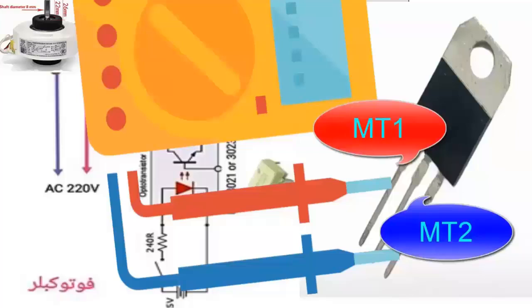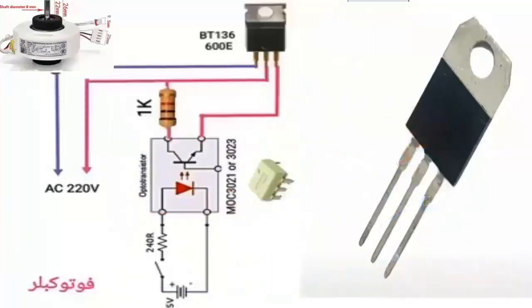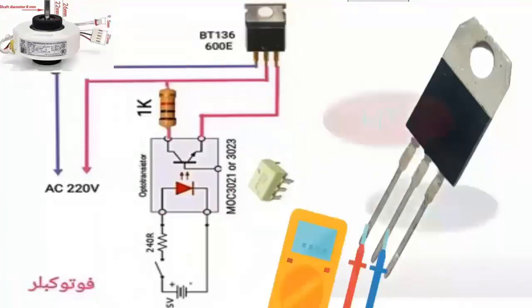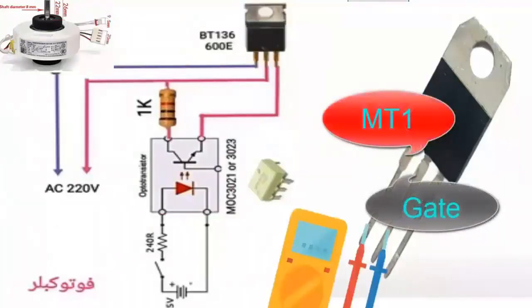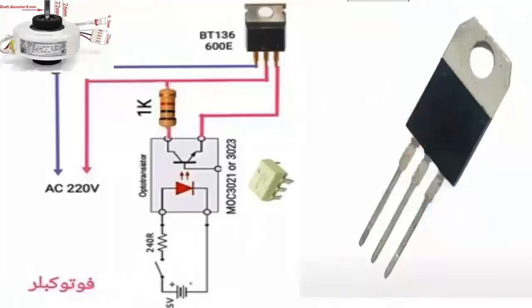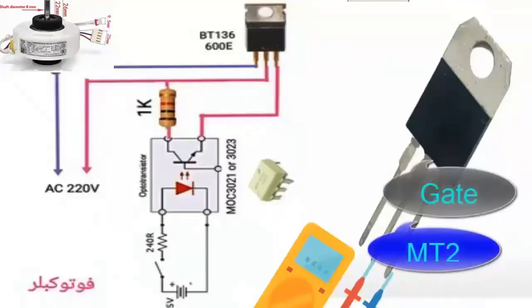Place the red probe on MT1 and the black probe on MT2. The reading should be infinite resistance, indicating the TRIAC is off and there's no continuity between MT1 and MT2. Now, reverse the probes and measure between the gate and MT1. You should get a non-infinite reading, indicating expected continuity. Then measure between the gate and MT2. You should see infinite resistance, indicating no continuity, which is correct at rest.